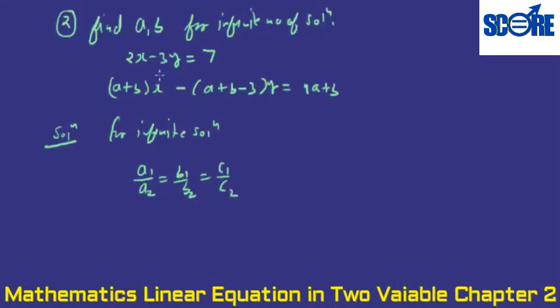a1 and a2 are the coefficients of x. The coefficients of x are 2 and here a plus b. So I write 2 upon a plus b is equal to b1 upon b2, that is minus 3 upon minus (a plus b minus 3).